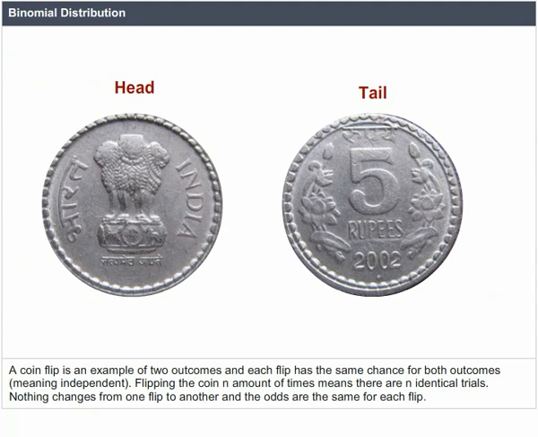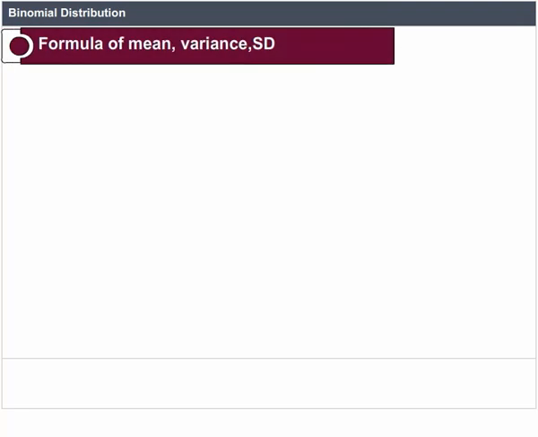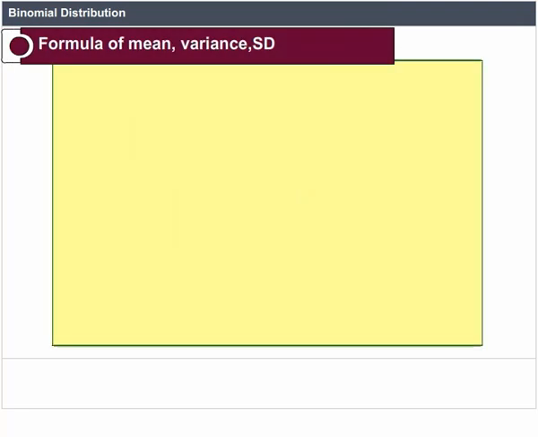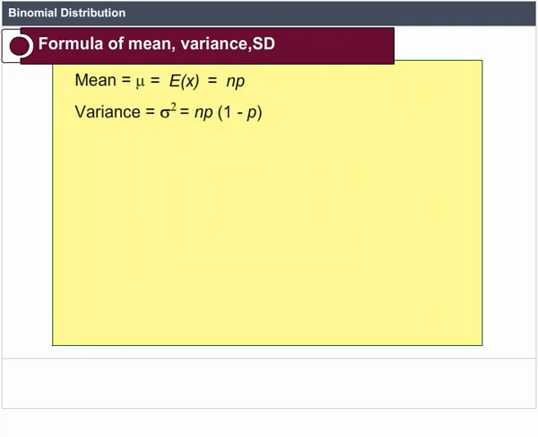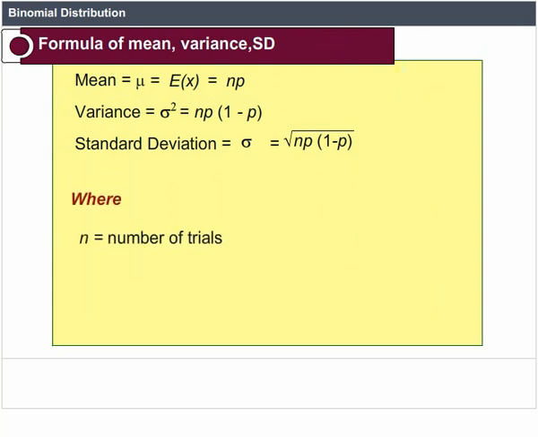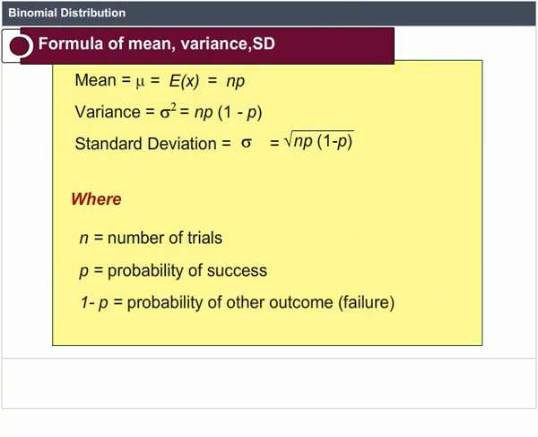Formula of mean, variance, standard deviation. Mean equal to mu equal to expectation of x equal to np. Variance equal to sigma square equal to np into 1 minus p. Standard deviation equal to sigma equal to the square root of np into 1 minus p, where n equal to the number of trials, p equal to the probability of success, 1 minus p equal to the probability of the other outcome, failure.